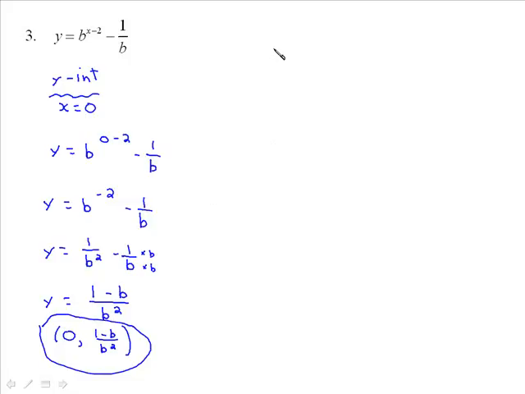Now your x-intercept, you approach the way we always do. That is to say that you set y equal to 0 and you go along with it. So 0 is equal to b to the x minus 2 minus 1 over b. And this solves just as we have been doing before. Take the 1 over b to the other side. So 1 over b is equal to b to the x minus 2.